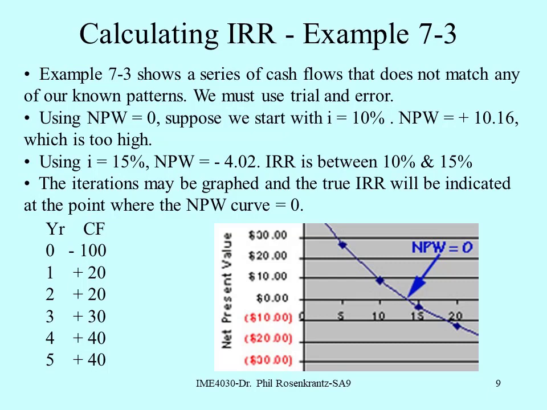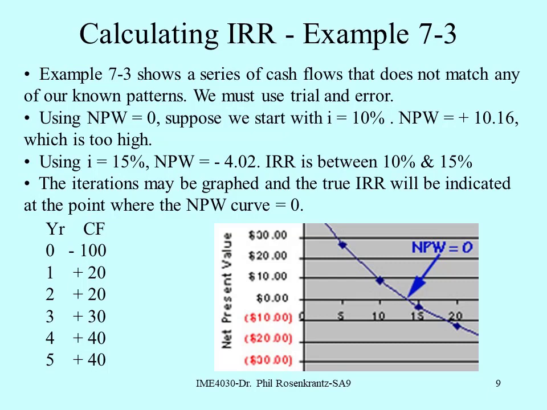The 10% was too low. Let's try 15%. The net present worth now is minus 4.02. Well, we crossed over 0, so the internal rate of return is between 10 and 15%. If we look at a graph of what this looks like, and you can see that on your slide, you'll notice that the net present worth is a nonlinear function, and where it crosses 0 is where we have our interest rate, the internal interest rate.